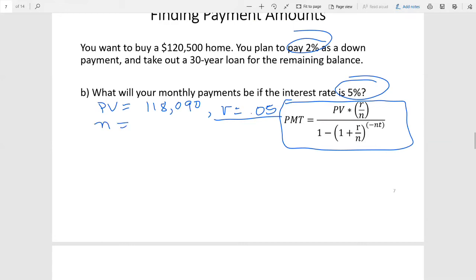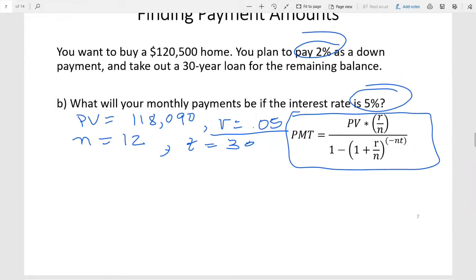N is 12 payments a year, and the number of years T is equal to 30. So this is a 30-year loan, which is quite common.